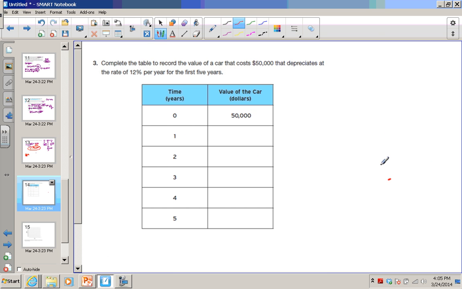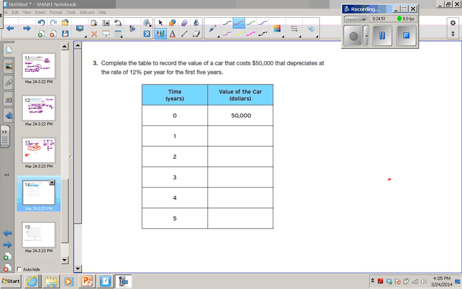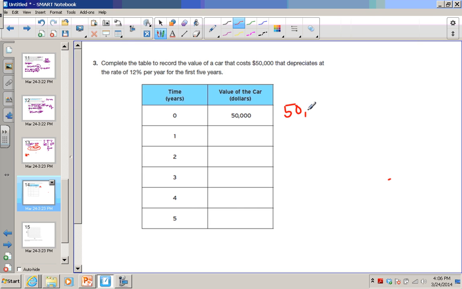Okay. Complete the table to record the value of a car that costs $50,000 that depreciates at the rate of 12% per year for the first 5 years. So for this, we're actually going to have to do one step at a time. The first step, we're going to take $50,000 and multiply by 0.12. It gives us 6,000. So I'm going to take the 50,000 for the original and subtract the 6,000 to get 44,000. So now this car costs $44,000.